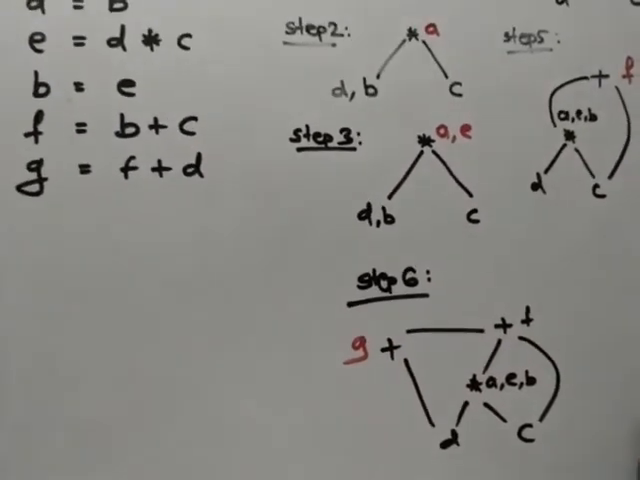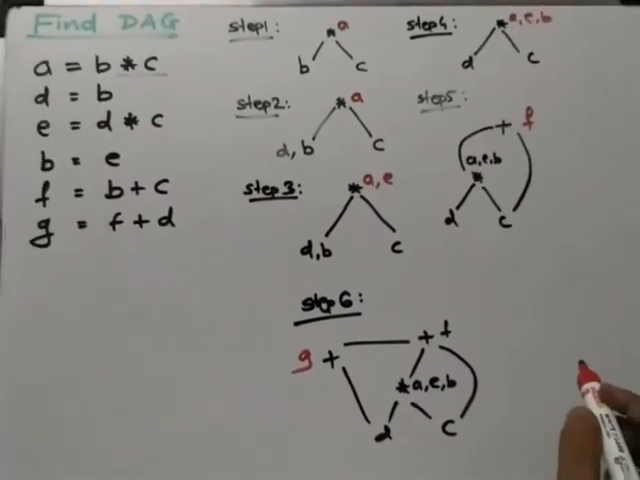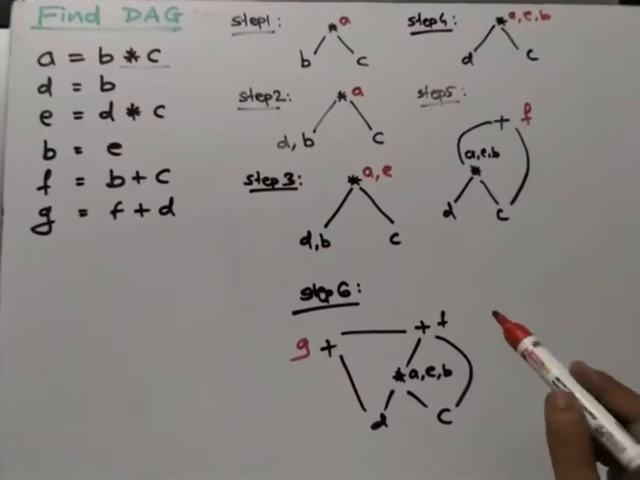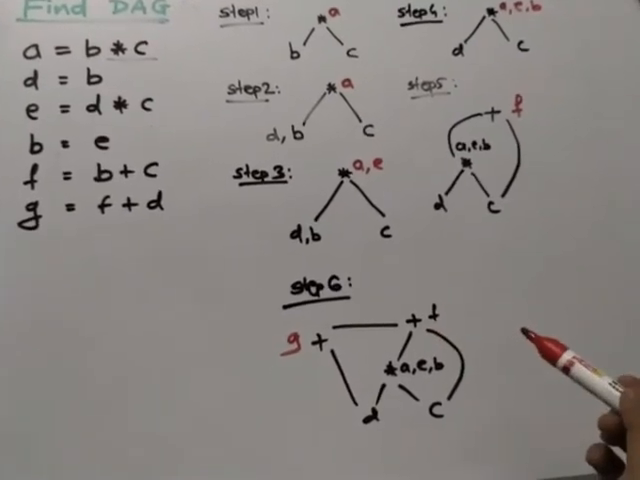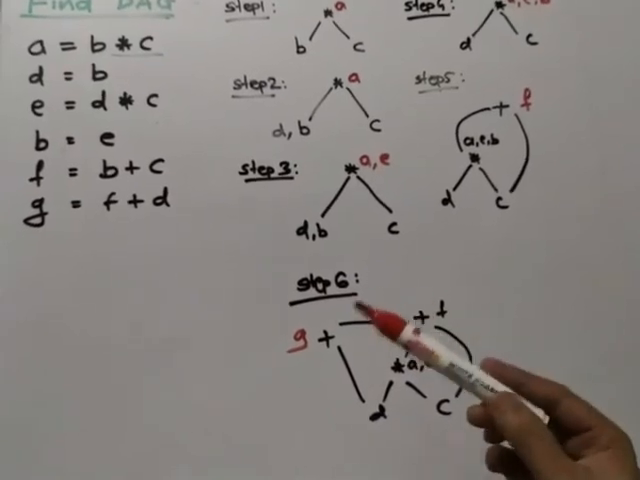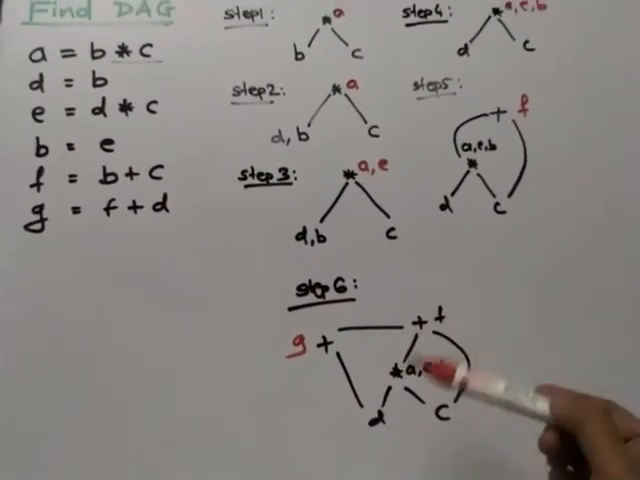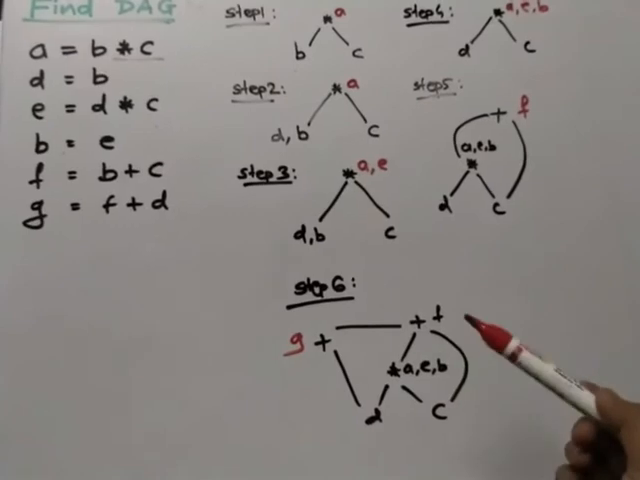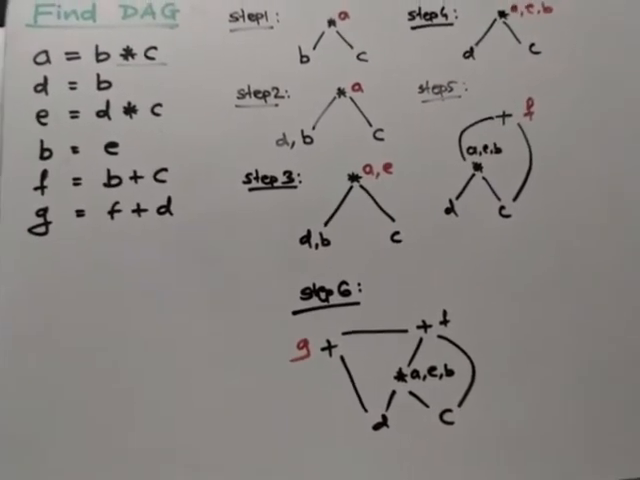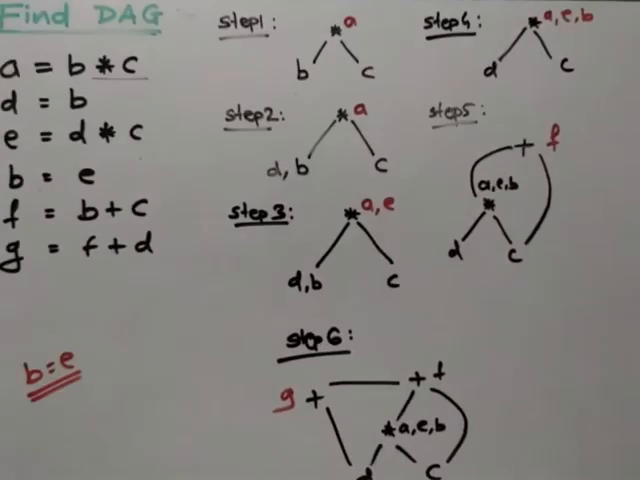So in this way we have created the DAG for the given expression. All steps are visible to you, so each and every statement is represented here. As I said, there is dead code as well, D equal to B and B equal to E, which are producing the same result again and again. So we have to optimize it. So we will see how to optimize that particular dead code.